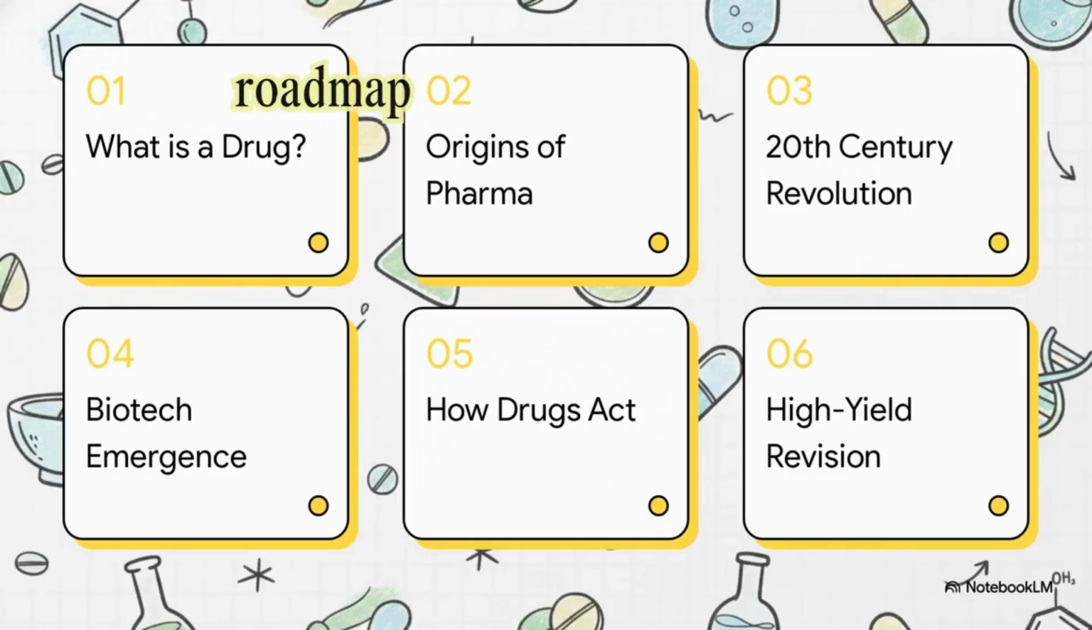Here's a quick look at our roadmap for today. We're going to define what a drug actually is, trace the historical origins of the field, and then walk through the massive synthetic revolution of the 20th century. After that, we'll hit the modern biotech emergence, break down exactly how drugs act at a cellular level, and then we'll wrap it all up with a high-yield revision to lock it in for your exams.